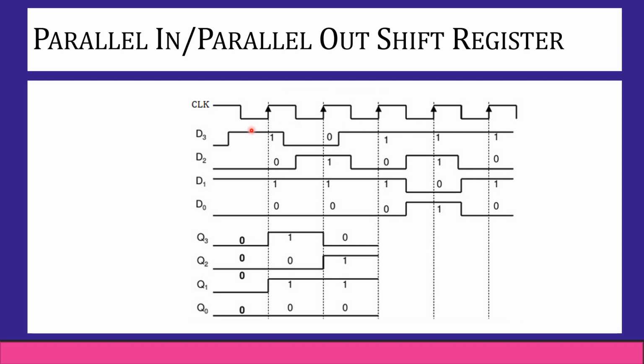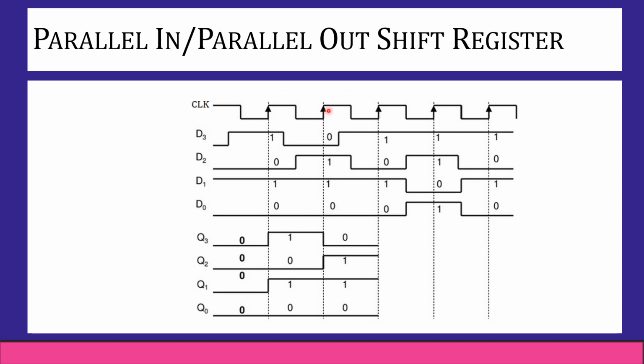This is a timing diagram of this PIPO shift register. Okay, fine. During the first positive clock pulse, the data bits on the data input lines D0, D1, D2 and D3 are 0, 1, 0, 1. Okay, so that will be taken out through the output lines. So Q0 will be having the 0, Q1 will be having the 1 value, 0 will be there in Q2 and Q3 will be having the 1 value.